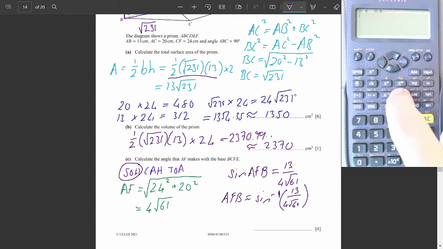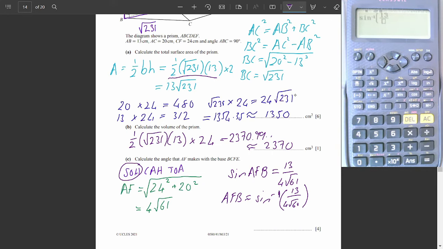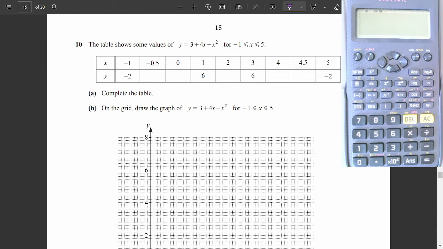So shift sin, fraction 13 over 4 square root 61, right arrow again, close the bracket, and we got an answer there. So AFB is 24.589, rounded to 3 significant figures, 24.6. Question 10. Let's fill out this table.